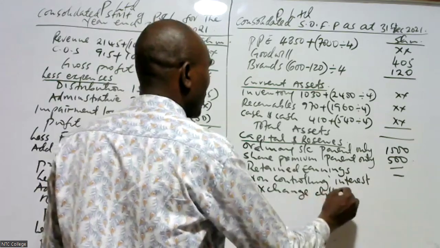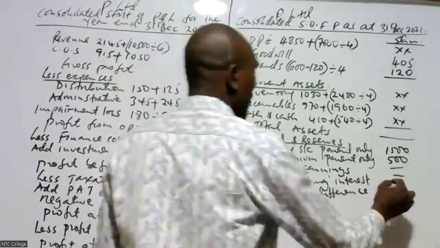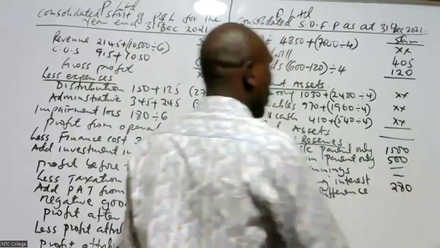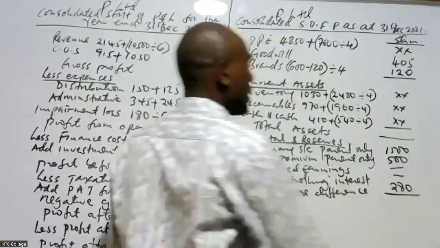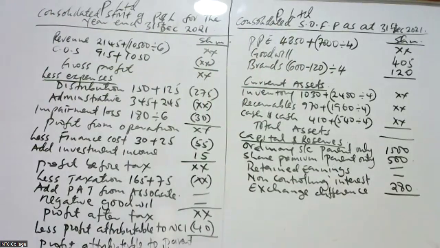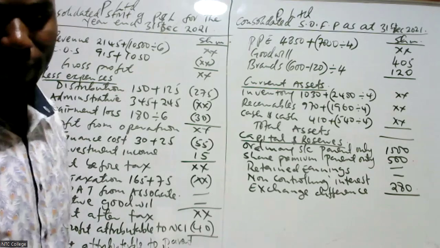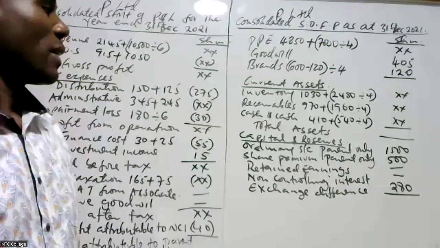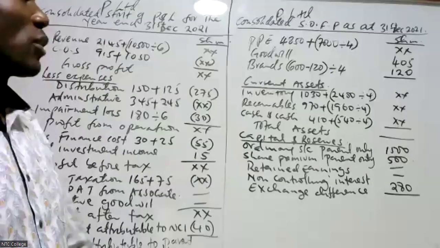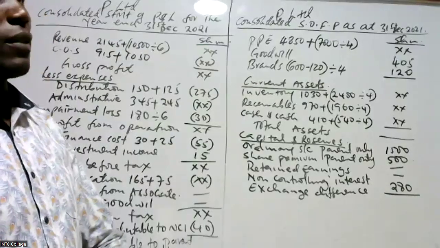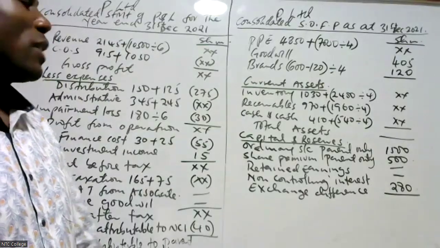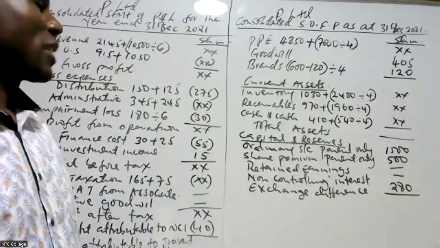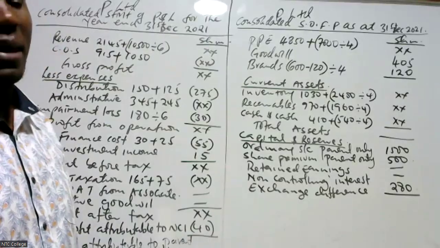Exchange difference, of which we had 280. When you check in our exchange difference account, we had 280. In our exchange difference account, we said we give NCI out of 350, we give NCI 20%. We remain with what we take to the balance sheet. That is where we report it. Mwalimu said we report it in the balance sheet.